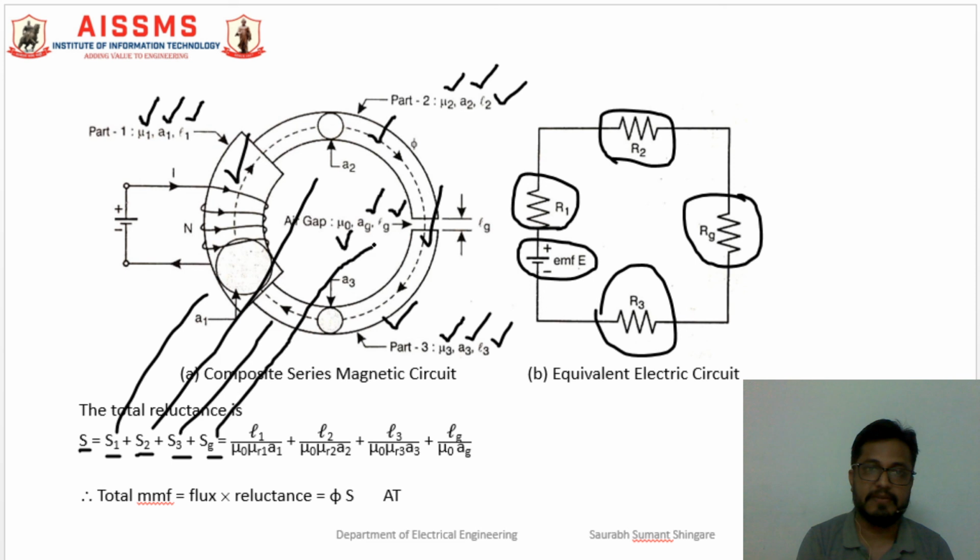So it is equal to L1 divided by mu 0 mu r1 A1. So what is this L1 divided by mu 0 mu r1 A1? It is nothing but reluctance of part 1, plus L2 divided by mu 0 mu r2 A2, plus L3 divided by mu 0 mu r3 A3, plus Lg divided by mu 0 Ag. Therefore total MMF is nothing but flux into total reluctance. So it is equal to phi into S, ampere turns.